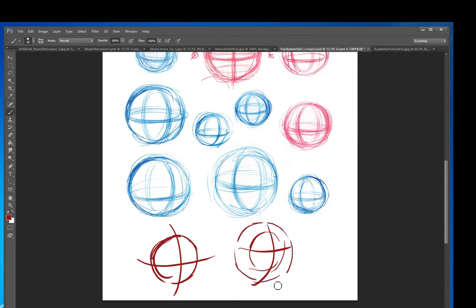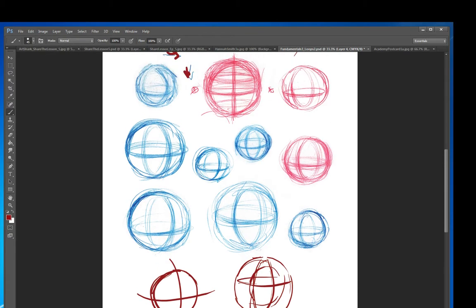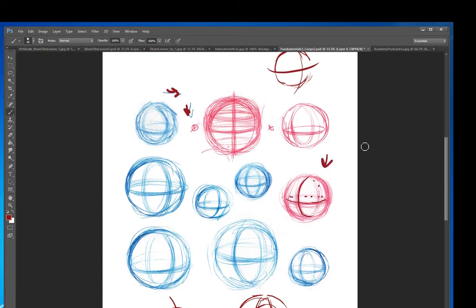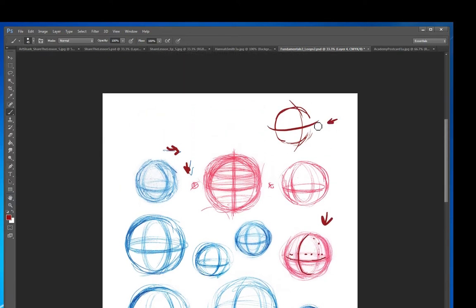You want to make sure that all that is staying true to the actual form of the circle. This is getting a little confusing, but you can see from these examples that I've got here how important this is. Just stick to having the ellipse of your center line and the ellipse of your eye line wrapping around that form. Okay, so this is what you want to do. This is what you want to avoid.